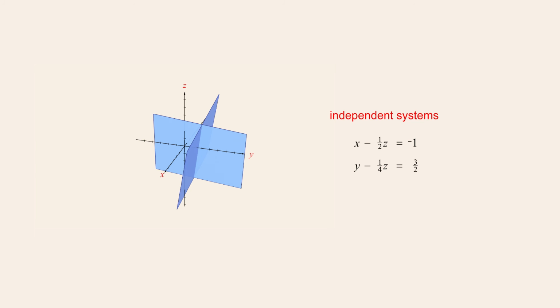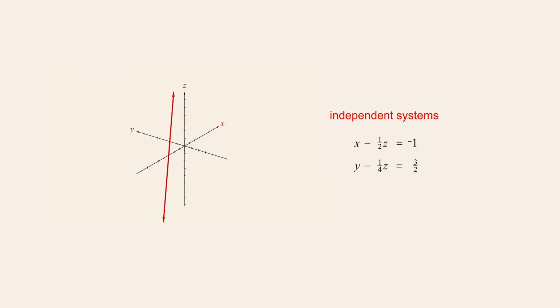The solutions of the system correspond to the infinite number of points contained in the intersection line of the 2 planes which correspond to these equations. And once again, this infinite solution set can be written in parametric form.